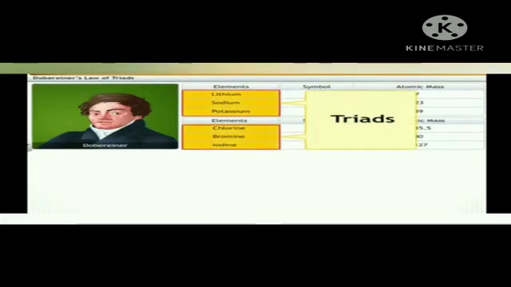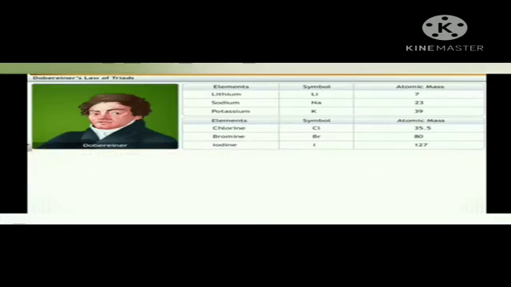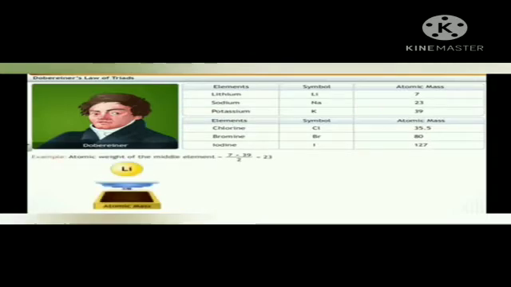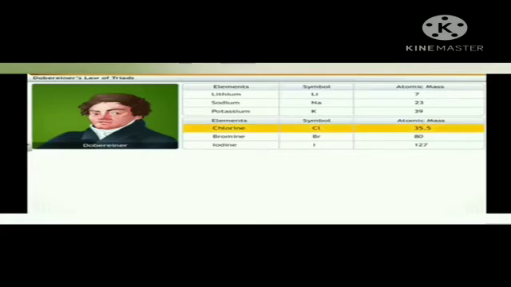Dobereiner arranged the triad of lithium, sodium and potassium. These are chemically analogous, meaning similar elements, arranged in increasing order of their atomic weights. And what he found was that the weight of sodium is equal to the average weight of lithium and potassium. Now just see, the atomic weight of lithium is 7, and the atomic weight of potassium is 39. When we add 7 plus 39 and divide by 2, we get 23, and 23 is the atomic weight of sodium. So he said that these are similar elements.